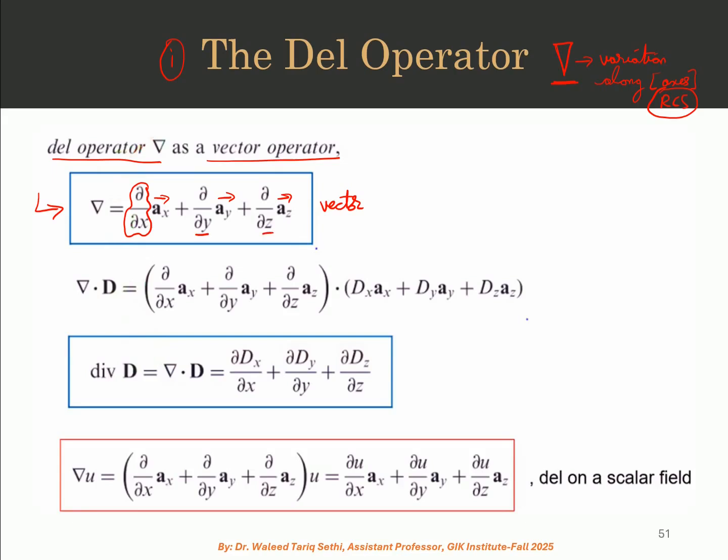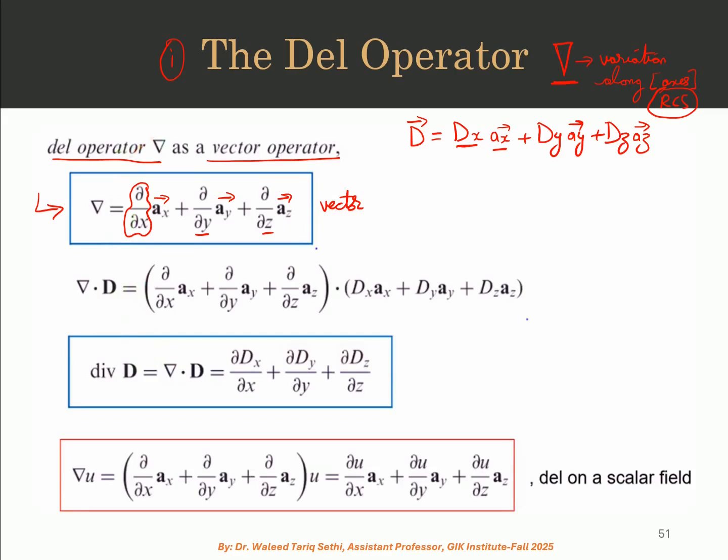This is the del operator's representation, which is similar to the divergence that we have seen in our previous lecture. If I take the electric flux density vector D, I can represent it in its scalar and vector components. It will be Dx along ax, where Dx is the scalar component and ax is the vector component. Then I can have Dy along ay, then Dz along az.